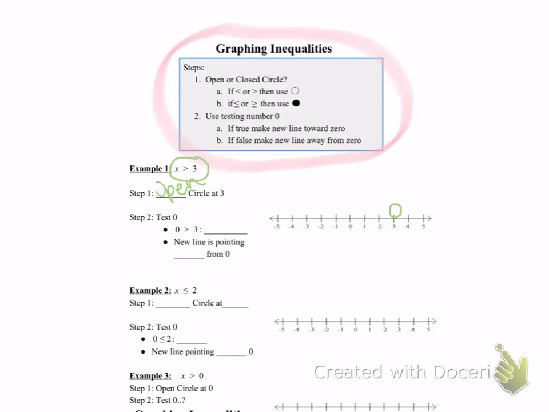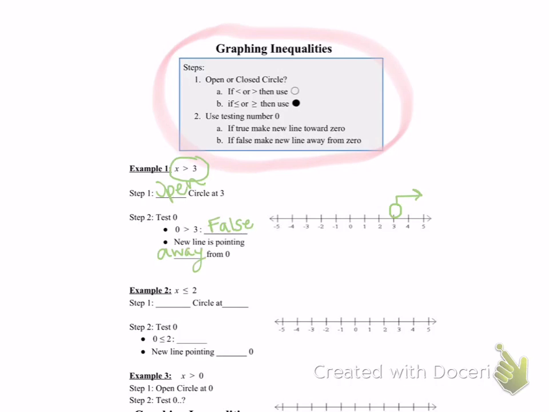Step 2 is telling me to test 0. What that means is I'm plugging in 0 for x, and I'm determining if it's true or false. So in this one, I can see that 0 is greater than 3. Well, that's not true. That's false. And because that is false, that means I'm pointing away from 0, which is in this direction. So I've got my open dot, and I have my arrow pointing away from 0. There's my first example.